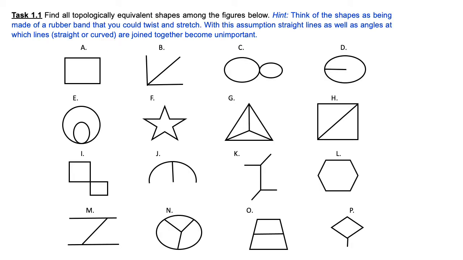Okay, so let's see how the first problem looks. In this task 1.1, you are asked to find all topologically equivalent shapes among the figures on the slide. And remember how to approach these questions. You have to think that they're made from a rubber band and see whether you can stretch them. You're not allowed to glue and you're not allowed to cut. Perhaps you already see straight away that, for example, A is equivalent to L, but there are more shapes on this slide which are equivalent.